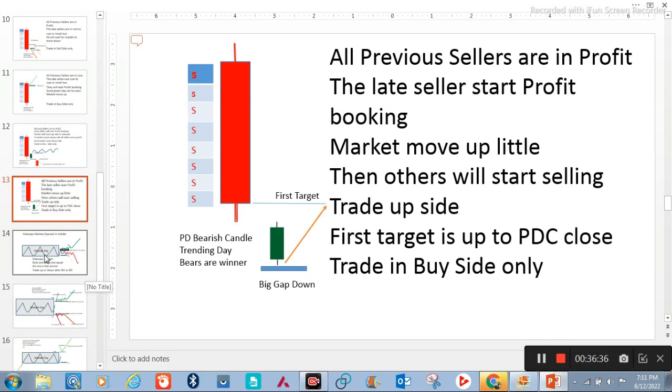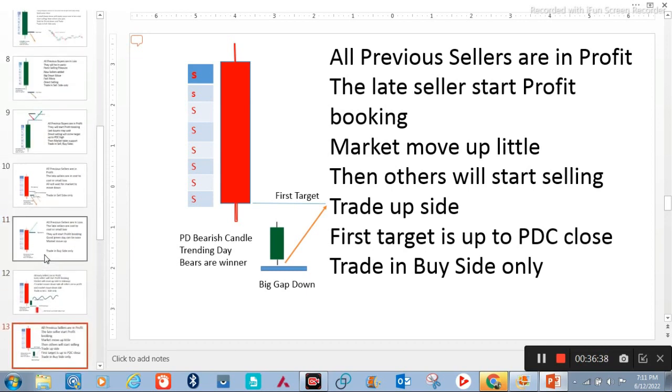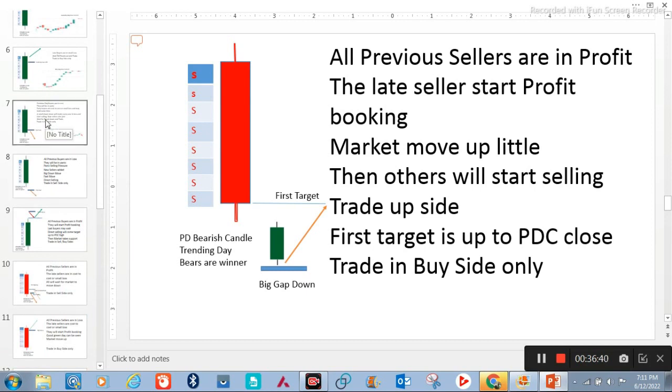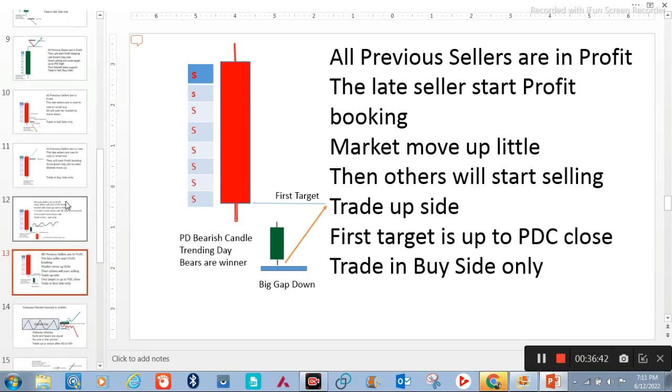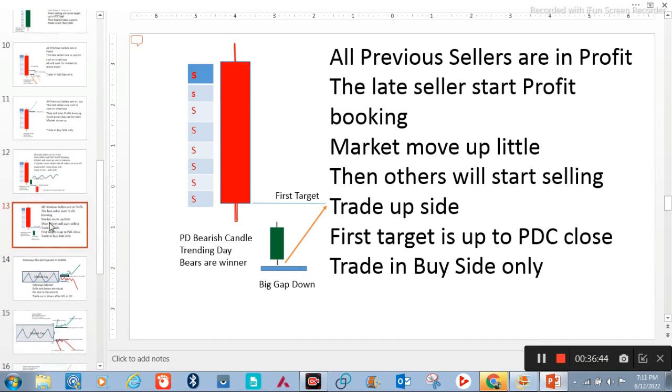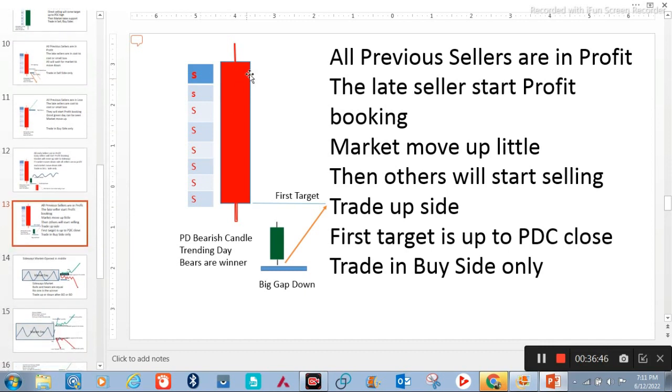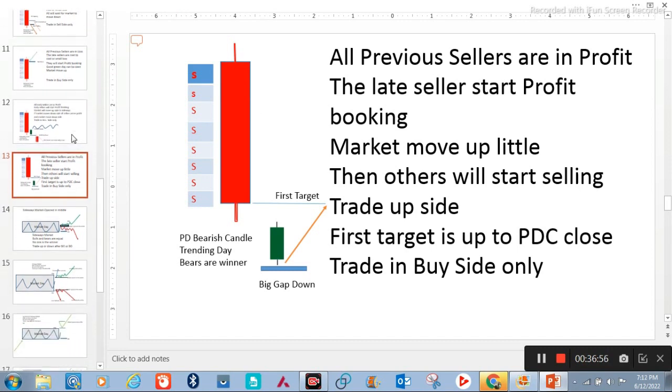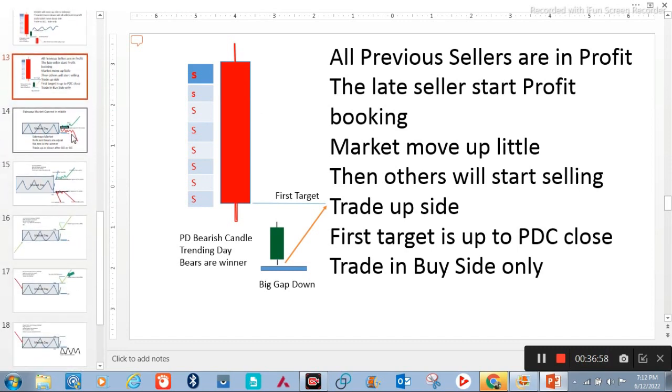Next. Now we have seen, first, the previous day bullish candle. Again we have seen the previous day bearish candle. We have seen the gap scenarios, gap up and gap down, whether it opened on the upside or downside. All these scenarios we have seen. Up to here it is okay.